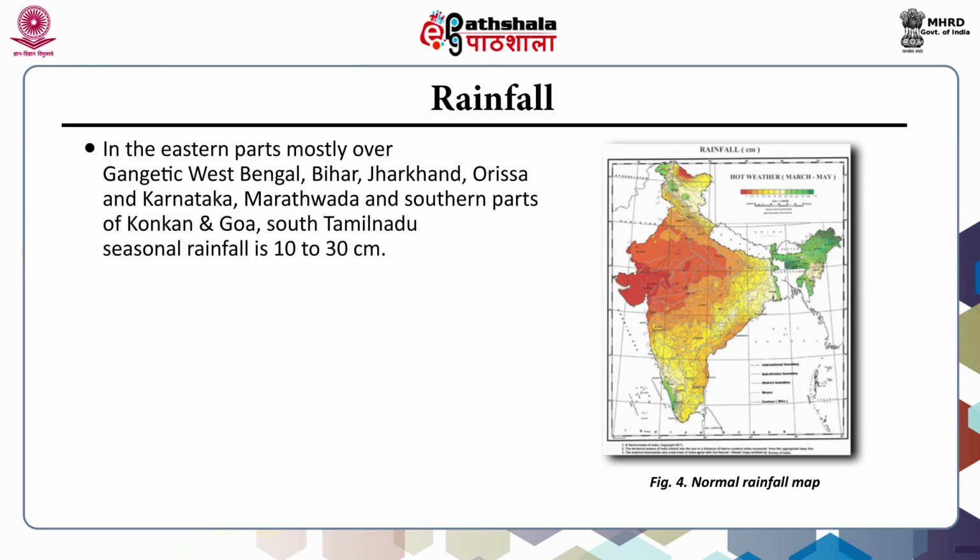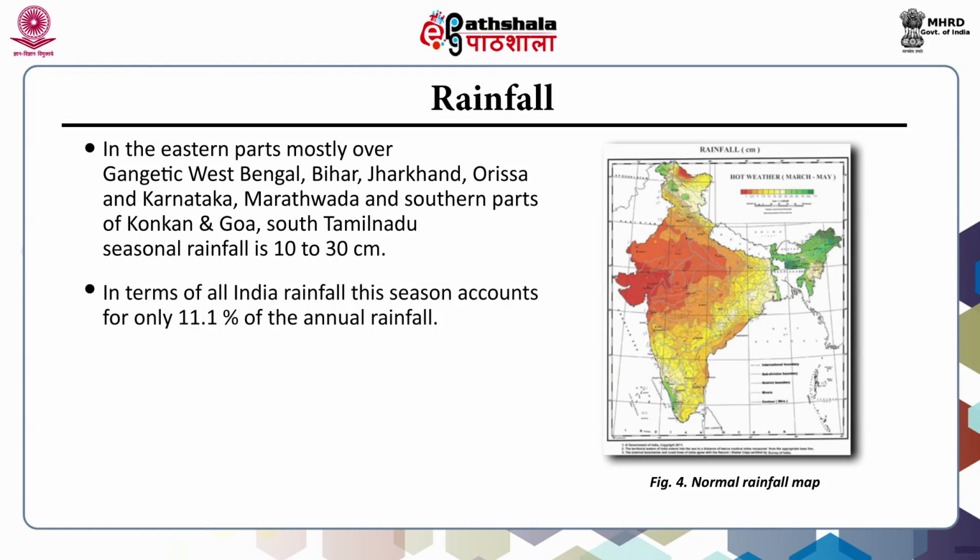Seasonal rainfall is 10 to 30 centimeters, mostly over West Bengal, Bihar, Jharkhand, Orissa and Karnataka, Marathwada and southern parts of Konkan, Goa and South Tamil Nadu, which comprises eastern parts of the country. This season accounts for only 11.1% of the total annual rainfall in India.